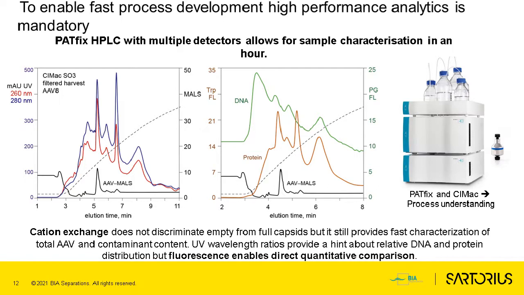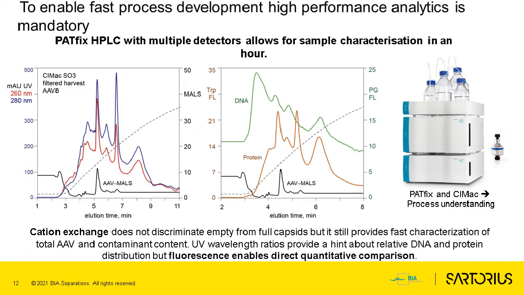And now the most important part of the system: the possibility to integrate different detectors. Here is an example of this. On the left side we see the same chromatogram as on the right side. On the left we have UV and multi-angle light scattering detectors. On the right chromatogram we see a fluorescence detector and the multi-angle light scattering detector. On the left side, the red color represents UV 260, the blue UV 280 nanometer, and the black represents the multi-angle light scattering detector.